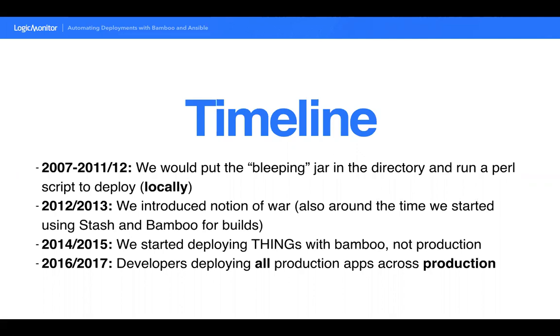So in 2012, 2013, we introduced the notion of a war. This was where we had Bamboo actually building the software instead of it being built on somebody's laptop somewhere. And so we were using Stash to store all the repos in Bamboo for the builds. 2014, 2015, we started deploying things with Bamboo. I say things because we were not really ready to go quite to production yet. So we started with some internal applications first, and then started moving to testing environments.